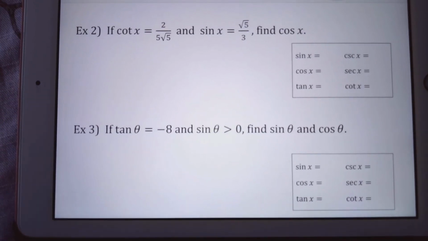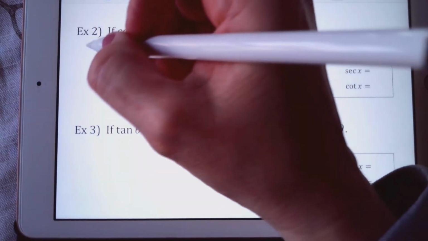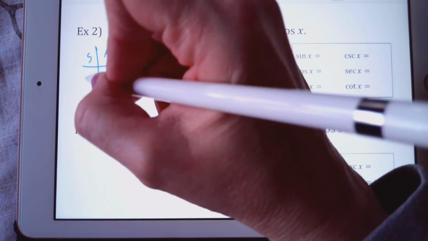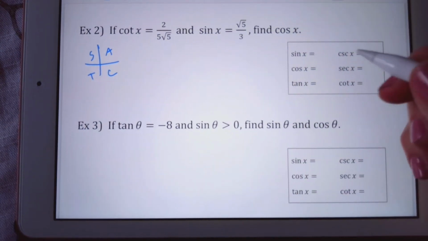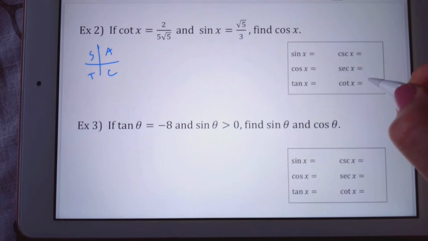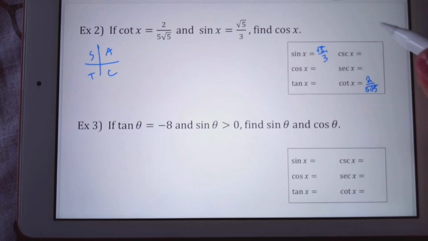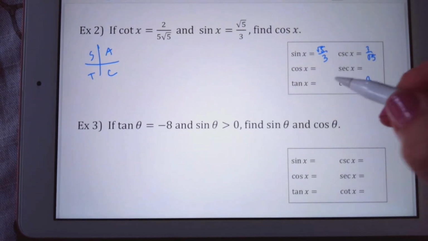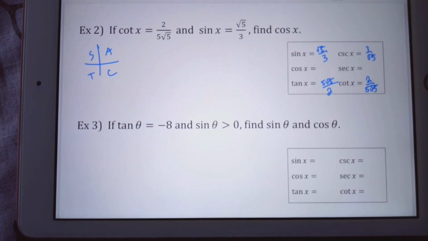All right, so let's look at this problem here. Cotangent and sine, I'm given those and they're both positive. Cotangent is 2/5 radical 5, sine is radical 5/3. So I know a lot. I know that I would have 3/radical 5 for the cosecant. For my tangent, I would have radical 5/2. All right, so I just need the cosine and the secant.